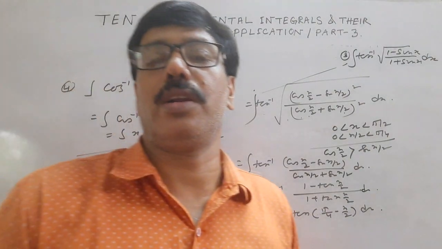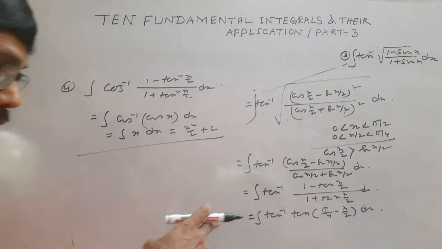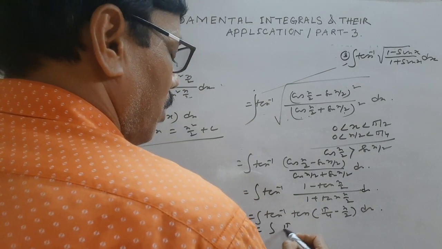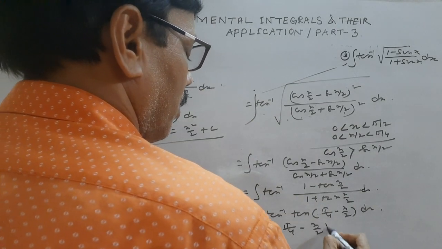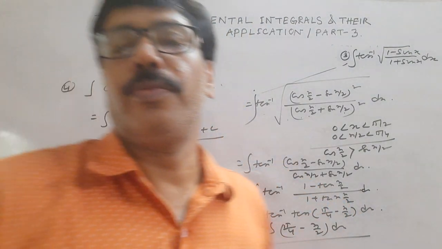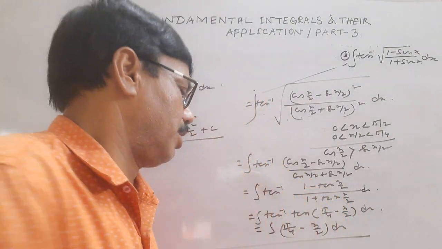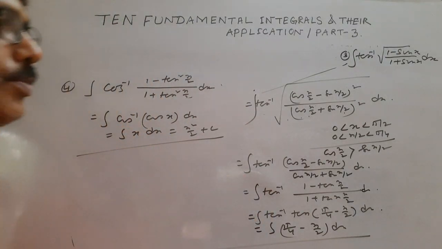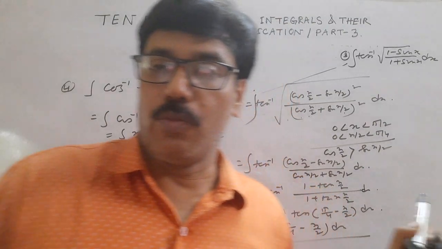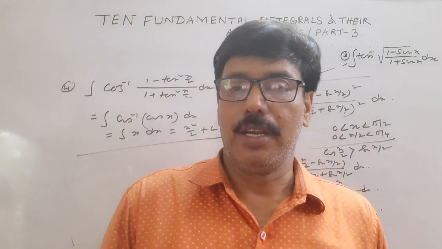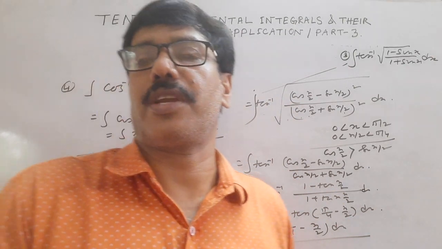So this is our main aim, to express it in terms of tan. So pi by 4 minus x by 2 dx. Now it is standard form. You can easily integrate it and you will get the answer. So these are most important problems. You need only simplification and to make it standard form.